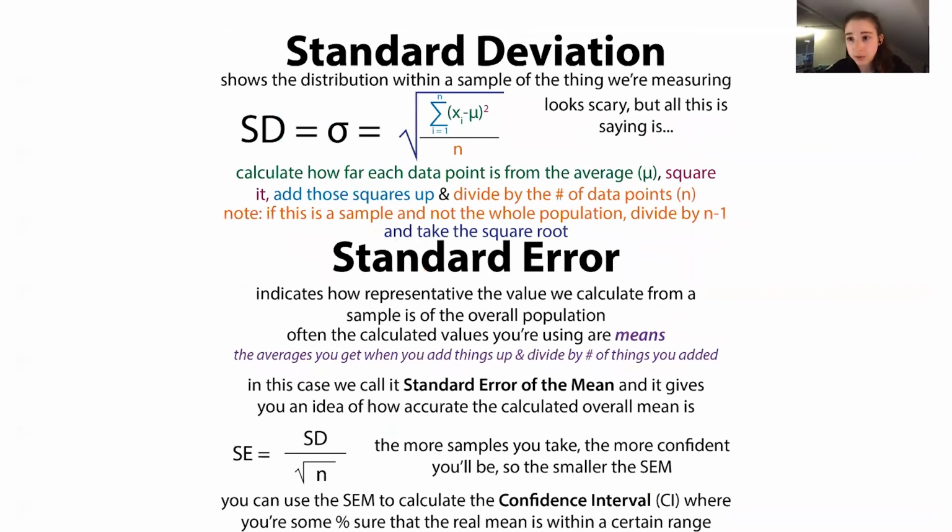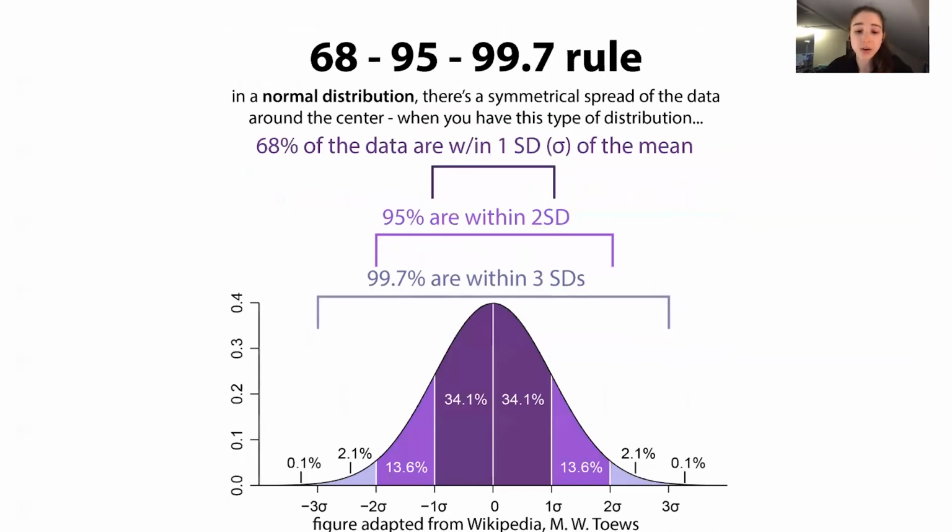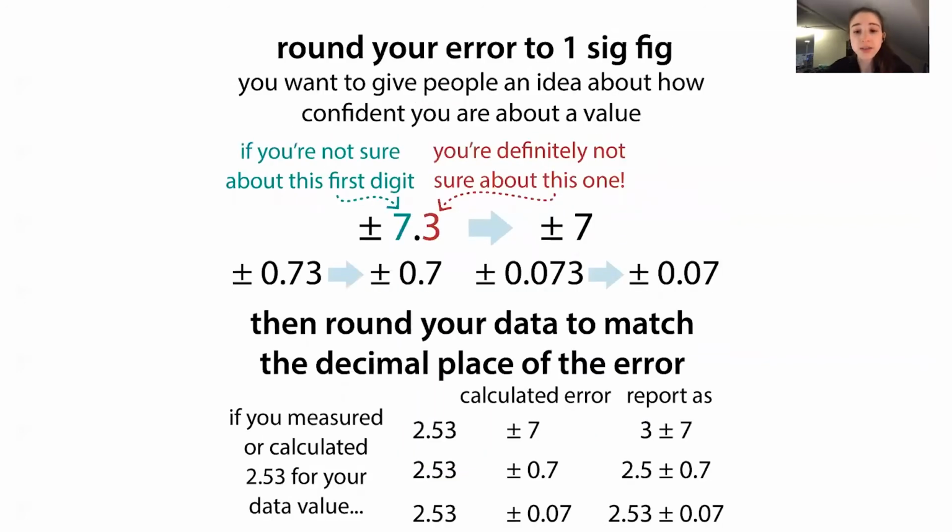And there are different ways that we can report on this error, things like standard deviation, which is going to show us the distribution within a sample of the thing we're measuring, or standard error, which is going to indicate how representative a value that we calculate from a sample is of the overall population. Often this is done when we're using means, so averages. In this case, we call it the standard error of the mean. But I'm not going to go into these things in this post. Stats isn't really my thing, but I do have a post on this. But in any of these cases, you're getting a plus or minus thing.